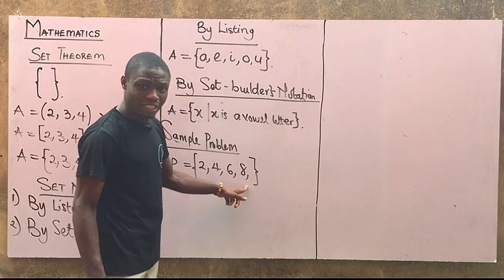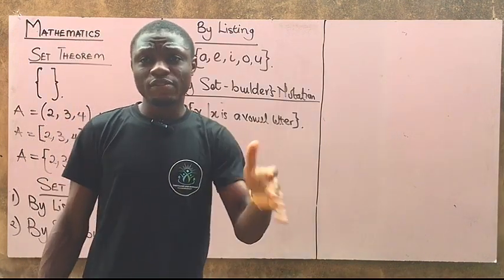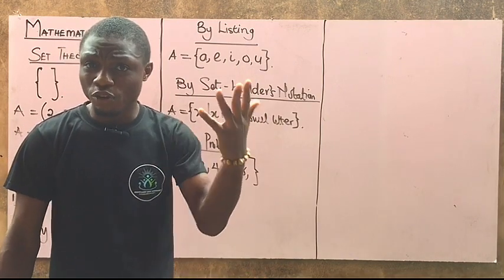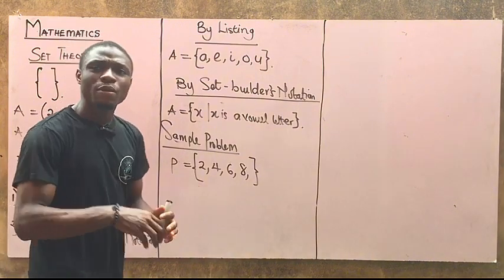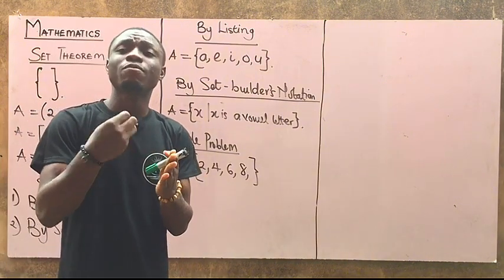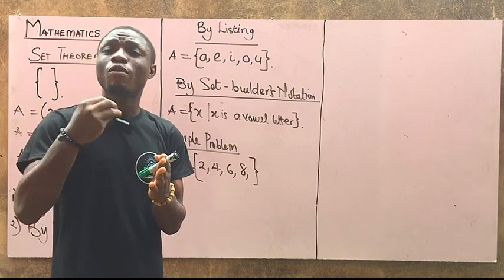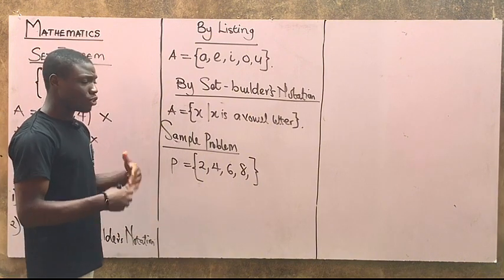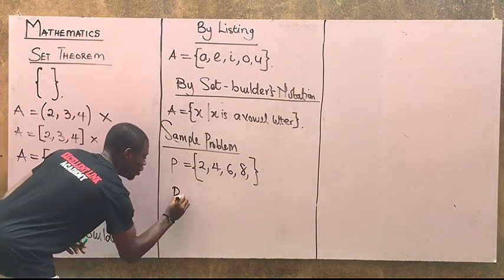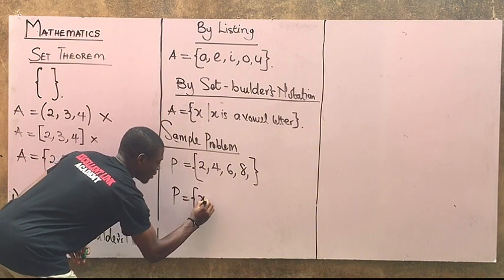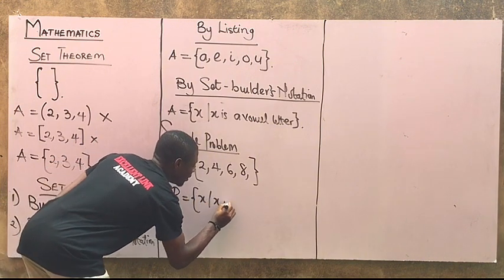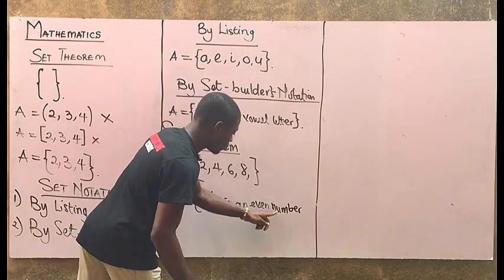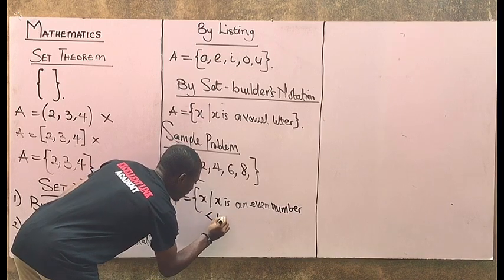This is 2 to 8. 10 is an even number. 20 is an even number. 100 is an even number. 1 billion is an even number. 1 quadrillion is an even number. But when it comes to set builder, I'm telling you, you are describing it with what? Proper description. So for this one, what will be the set builder's notation? It becomes P is equal to x, such that x is an even number less than 10.